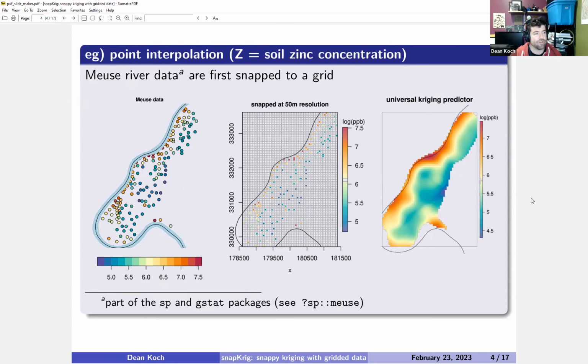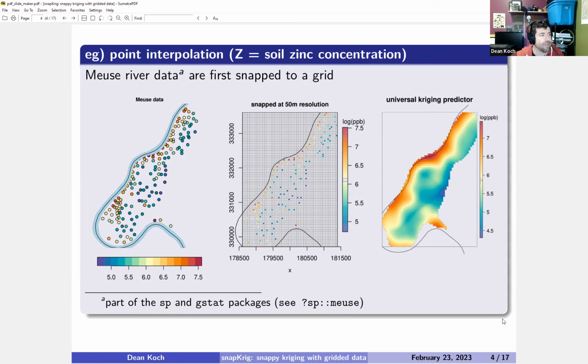Before I get into that, I just wanted to show this second example, which is an example of a point interpolation problem that didn't start out on a grid, but we snapped it to a grid. So you might have seen this data before. This is the Meuse River soil data set, and it appears in vignettes for a couple of really common spatial R packages. So you may have seen this before.